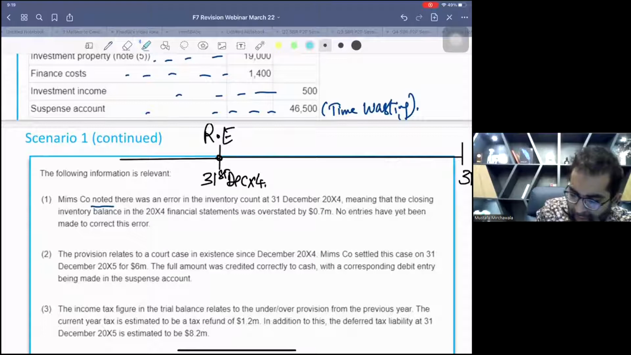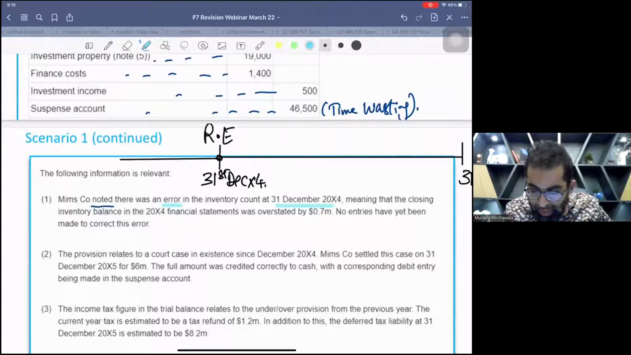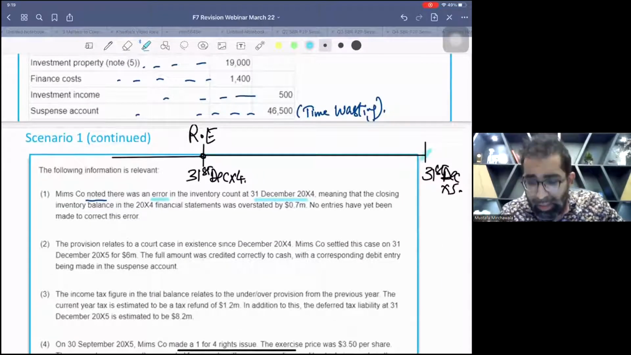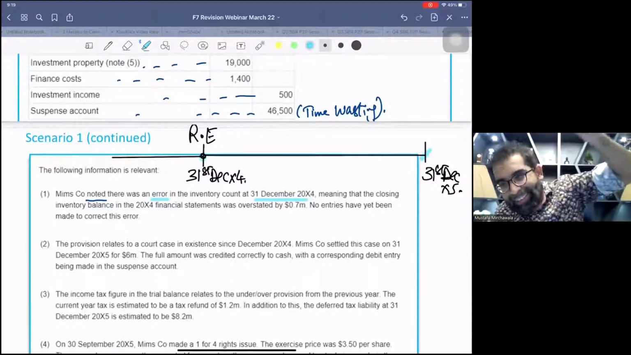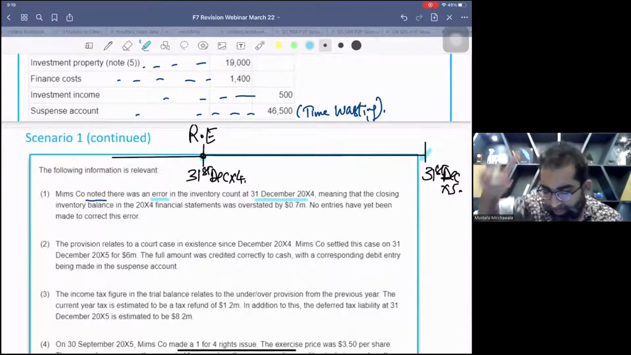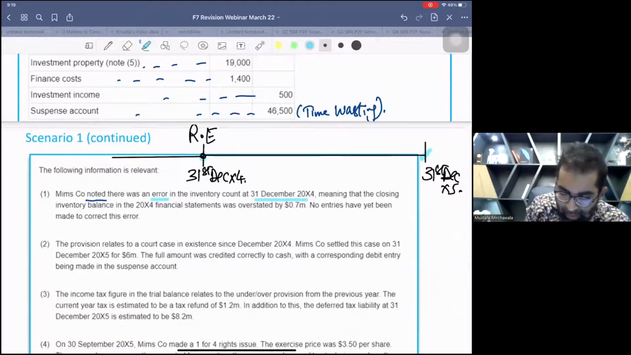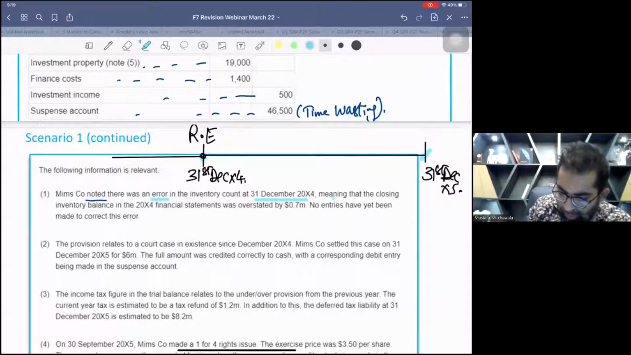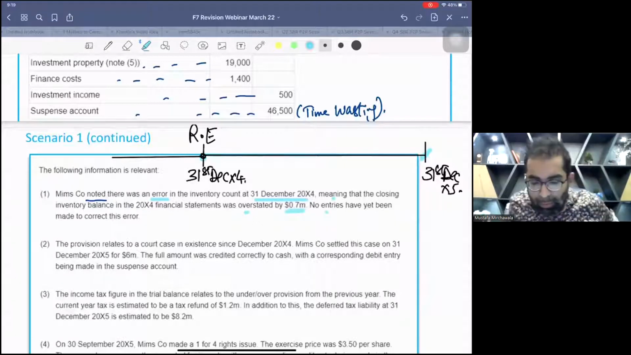MIMS company noted that there was an error in the inventory count on 31st December X4. Wait, 31st December X5 is the current year end, and 31st December X4 means last year end. So there was an error in the inventory count at 31st December X4, meaning that the previous year closing inventory balance in the financial statements was overstated by 0.7 million. No entries have yet been made to correct this error.